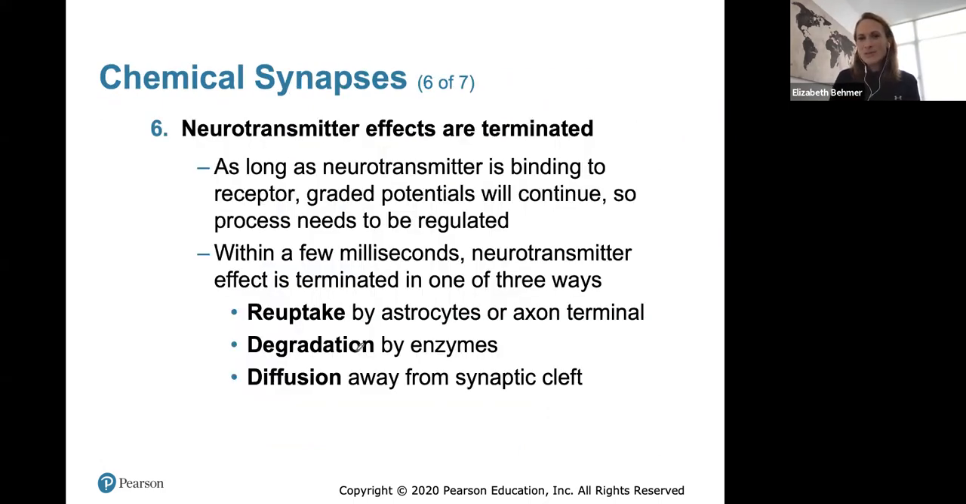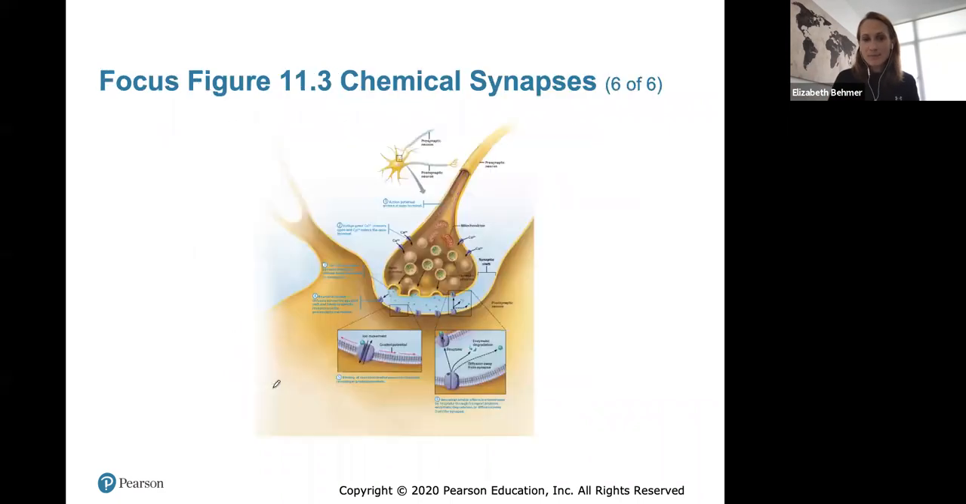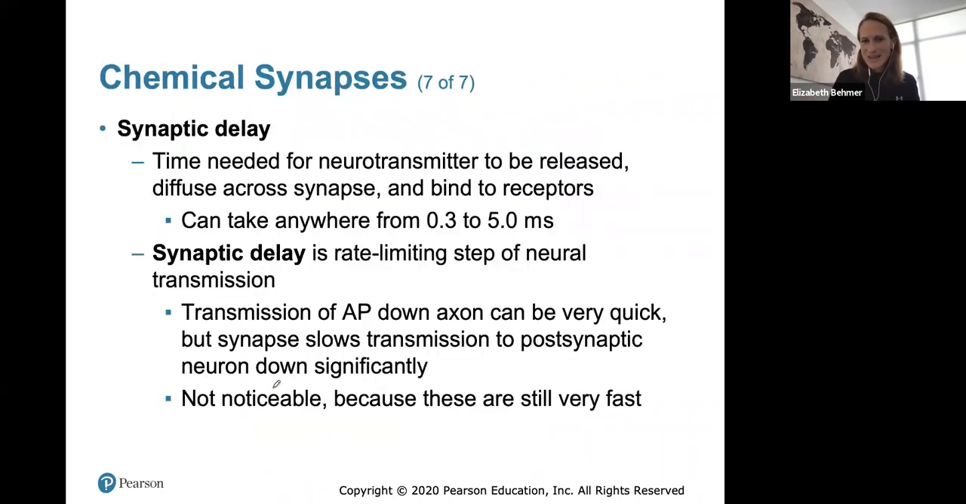Neurotransmitter effects will always be terminated. So we're not just constantly throwing out neurotransmitters, because we only want the neurotransmitter to bind to continue this signal transmission when we want it to. So neurotransmitters will always need to be terminated. They will be reuptaken by astrocytes, they'll be degraded by an enzyme, or they'll just diffuse away from the synaptic cleft so they can't constantly stimulate that postsynaptic membrane. So those are chemical synapses.